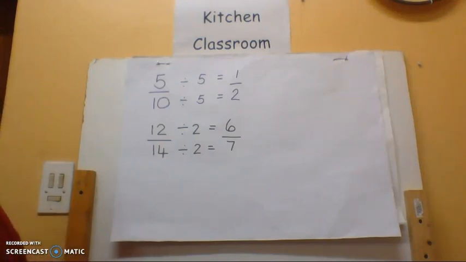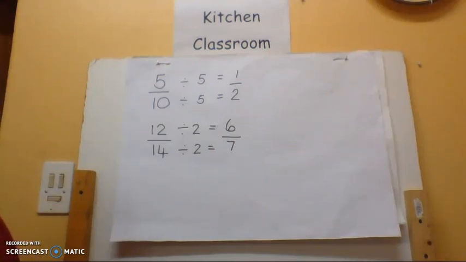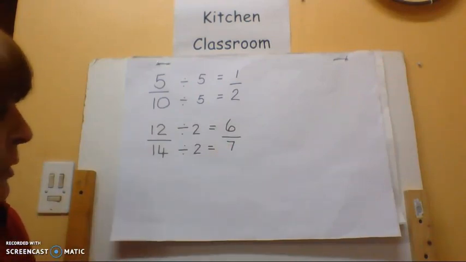Now, how do we know when something's in its simplest form? There is no other number that can divide equally into both the numerator and the denominator besides 1. And if I have a look, 7 is a prime number. So it has got no other numbers that will divide equally into it unless it is 7 or 1.